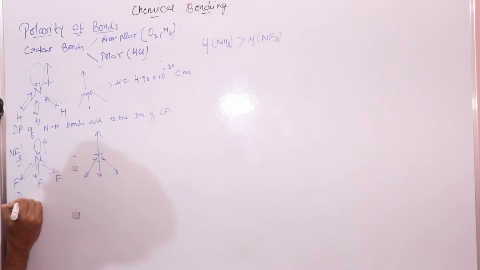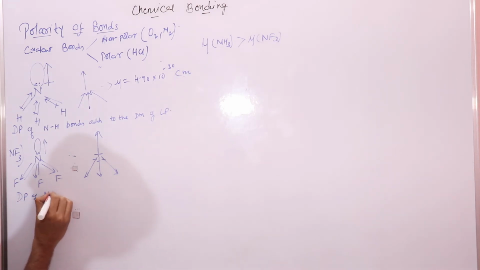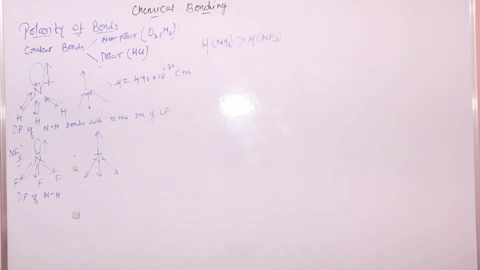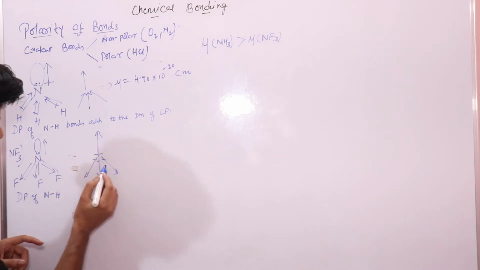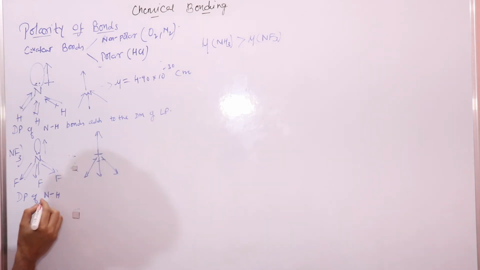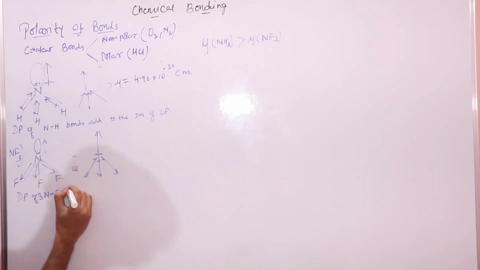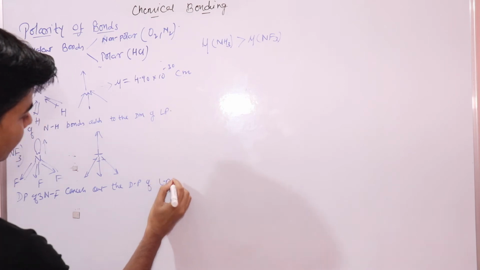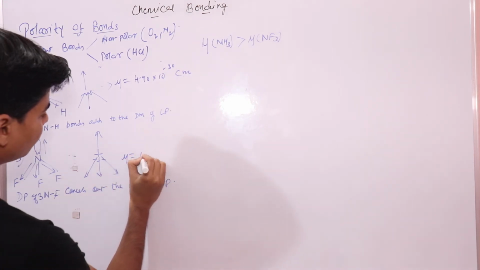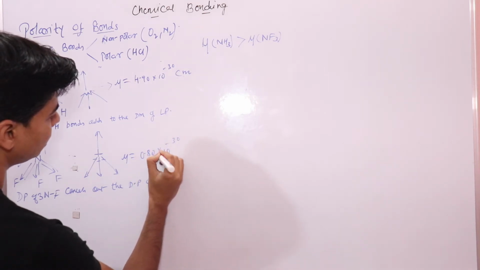So here we can write that the three N-F bonds partially cancel the resultant moment of the lone pair. The resultant of this lone pair is in this direction, so the dipole moment due to these three N-F bonds cancels out the dipole moment due to the lone pair. The dipole moment will be found to be 0.80 into 10 to the power of minus 30 coulomb meter.